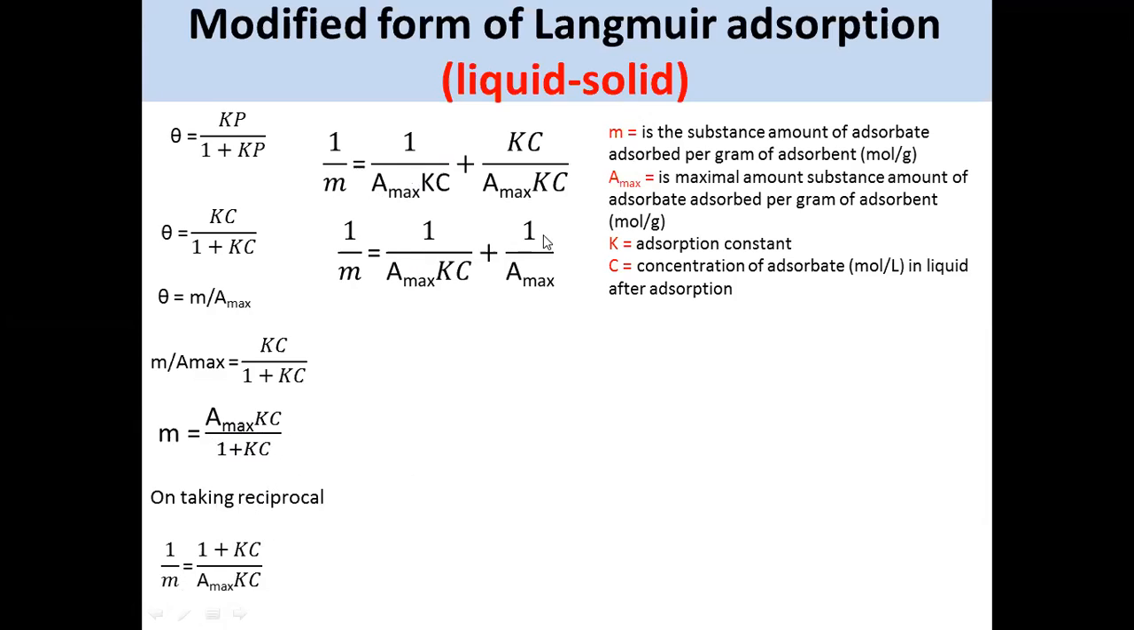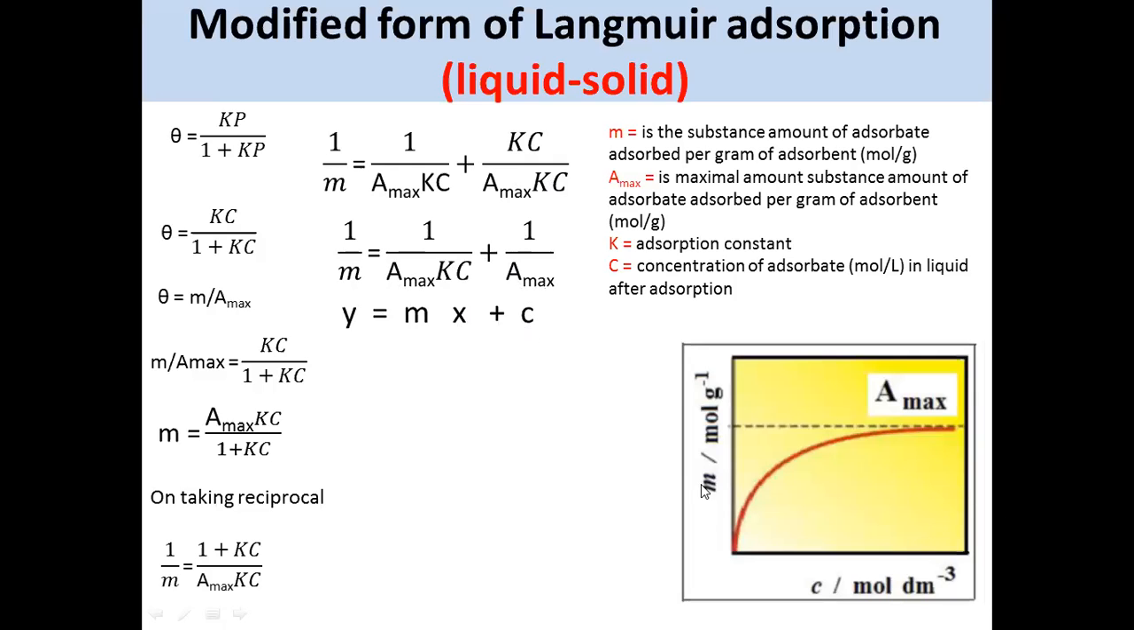Now you can further modify this, because Kc is going to cancel out Kc, and 1 over A max remains, and this is the same over here. And this we have discussed in the previous lecture. This is the equation of a straight line with intercept, where 1 over A max K is the slope, C is on the x-axis, and 1 over A max is the intercept.